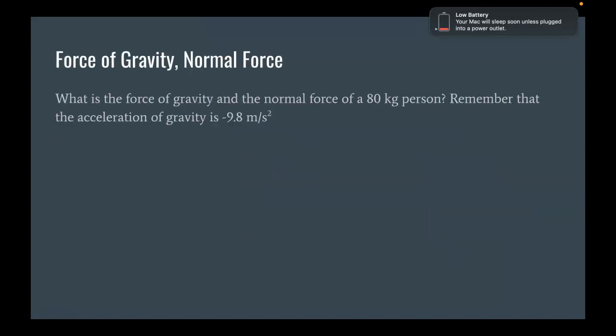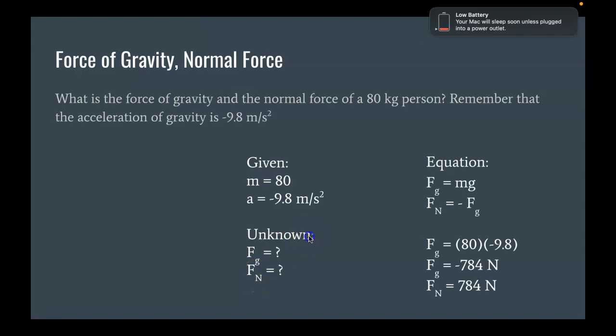what is the force of gravity and the normal force of an 80 kilogram person? Remember that the acceleration of gravity is negative 9.8 meters per second squared. All right, so what are we given here? Not given a lot, just a few things: mass and acceleration. And we want to know gravity and we want to know normal force.